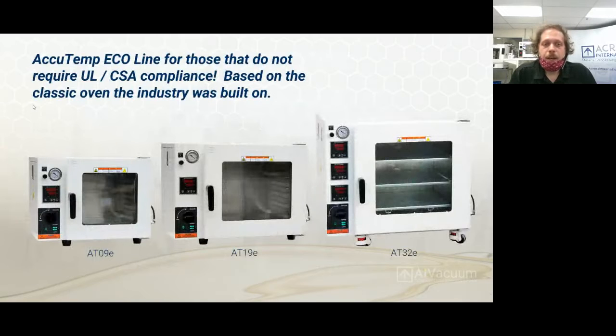The Eco Series, again, are for those that do not require UL and CSA compliance and are on a bit of a budget, and they're based on the classic oven the industry was built on before authorities having jurisdiction started requiring UL and CSA certification about half a decade ago.